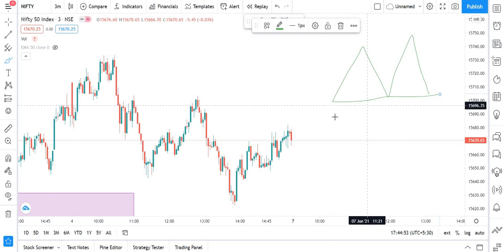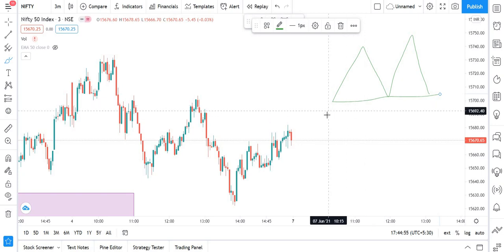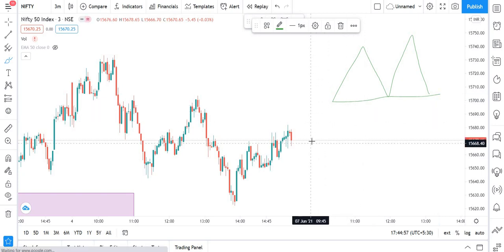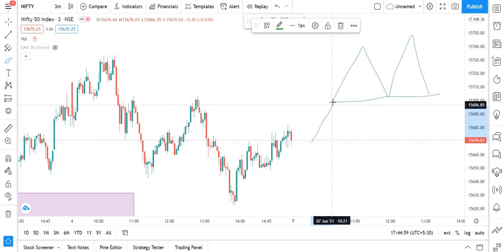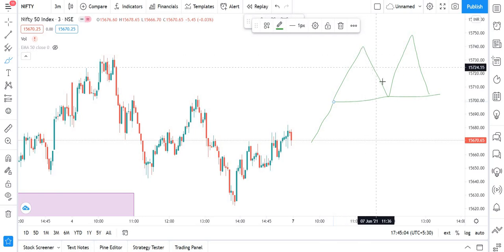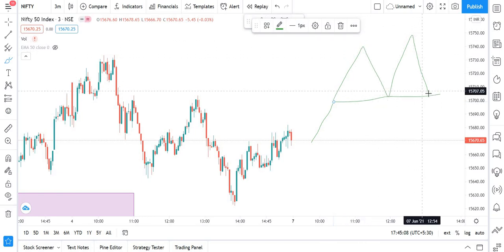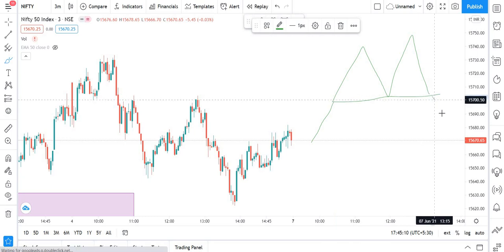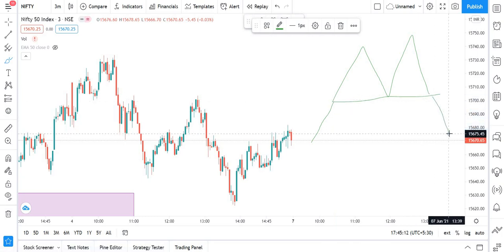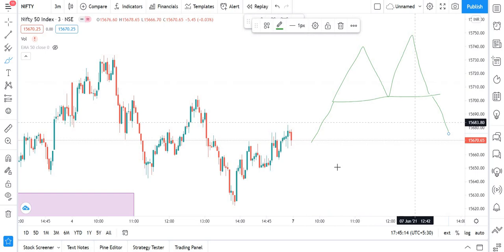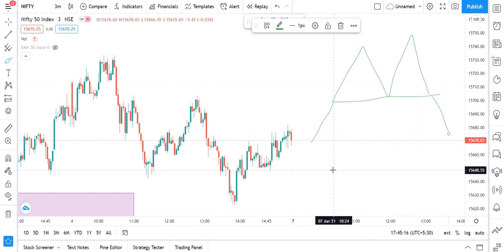This is a reversal pattern. The pattern is valid only if the prices were rising before the pattern. Prices were rising, went on to make a high, then made a low, took support over here, then made a high again, then a low, and then prices fall below this. So this is a reversal pattern. It reverses the uptrend into a downtrend.